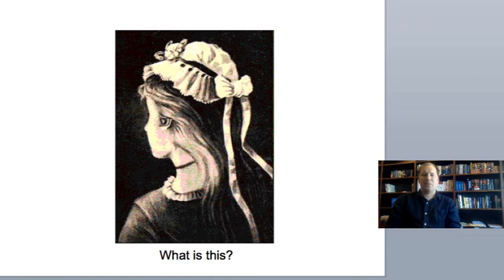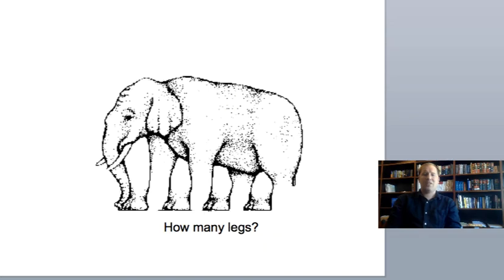Here's another example. Who sees an old woman with a bump on her nose? Or do you see a young woman looking away? How many legs does this pachyderm have? Look again. On first glance, the temptation might be to say 4, the normal number. That's because normally when you look at elephants, on first glance, that's how many they have. This one, however, is an artistic trick.